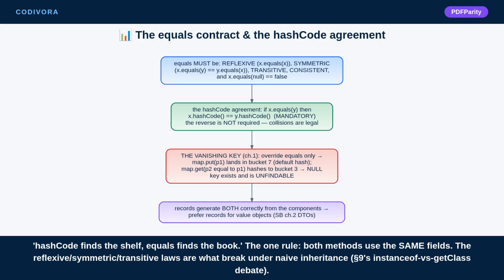Hashcode finds a shelf, equals finds the book. The one rule: both methods use the same fields. The reflexive, symmetric and transitive laws are what break under naive inheritance. Section 9's instanceof-versus-getClass debate. Trace the arrows on screen slowly. That single picture is the whole idea in one glance.